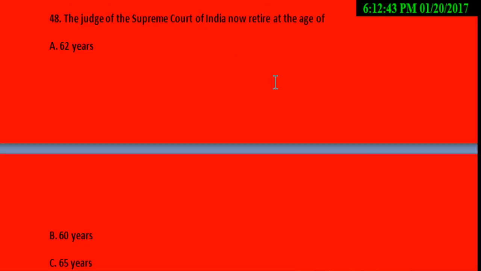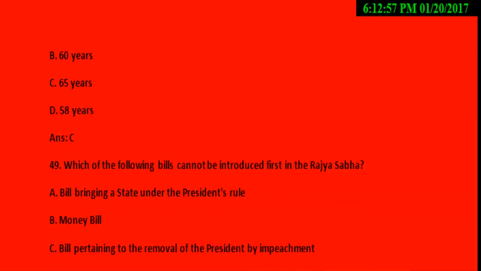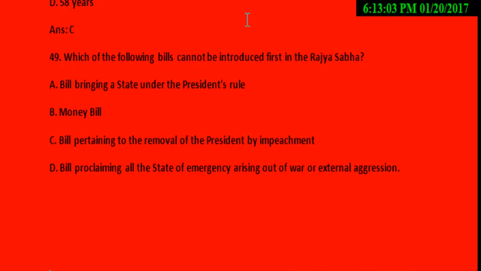A judge of the Supreme Court of India now retires at the age of 62 years, 60 years, 65 years, or 50 years. Answer is C, 65 years. Which of the following bills cannot be introduced first in the Rajya Sabha? Bill bringing a state under the President's rule, money bill, bill pertaining to the removal of the President by impeachment, or bill proclaiming a state of emergency arising out of war or external aggression. So answer is B, money bill.